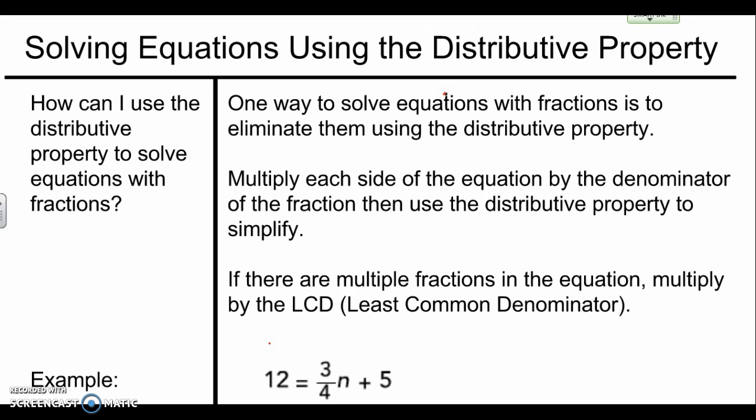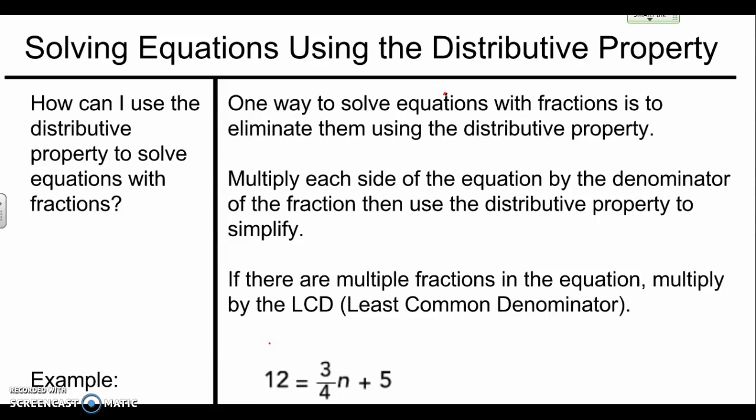Alright, how can I use the distributive property to solve equations with fractions? One way to solve equations with fractions is to eliminate them using the distributive property. We multiply each side of the equation by the denominator of the fraction, then use the distributive property to simplify. If there are multiple fractions in the equation, multiply by the least common denominator.